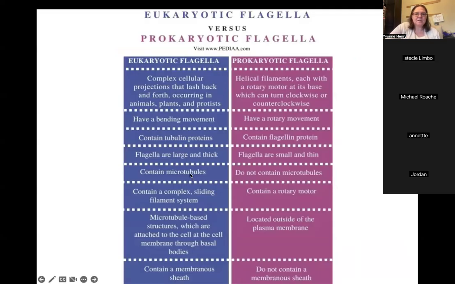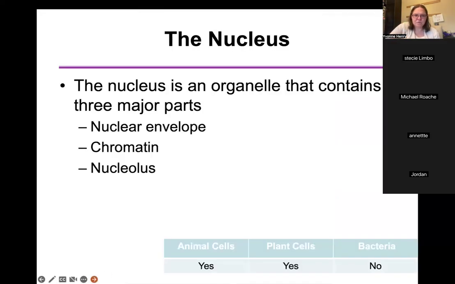But just notice here that there's some major differences between the bacteria and the eukaryotes. The eukaryotic flagella are large and thick, and they contain microtubules. But the bacteria flagella are small and really, really thin, and they don't have those microtubules at all. So they have a different kind of motor that moves the flagella, helping it kind of move the cell.